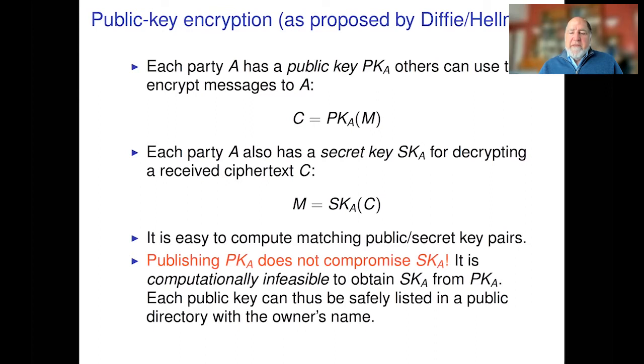Each public key could then be listed in a public directory, which is like a big phone book, is how Diffie and Hellman imagined it, with the owner's name. So if you want to encrypt a message to me, you look up my public key in the phone book, and you encrypt a message to me, and I can decrypt it using my secret key, and you can't, and nobody else can decrypt it. Only I can decrypt messages encrypted with my public key.